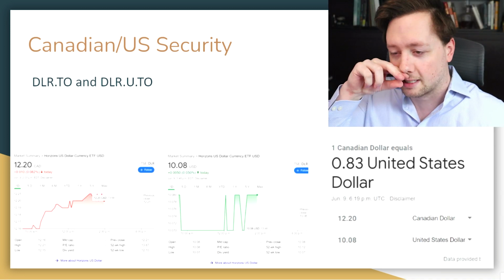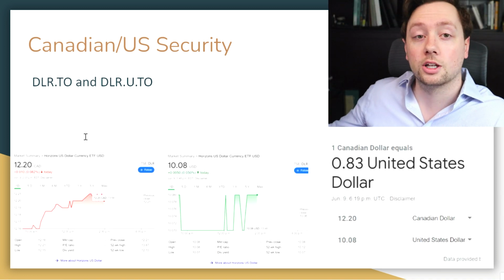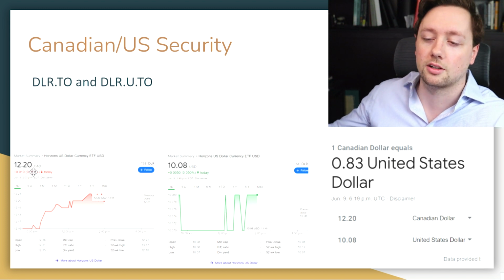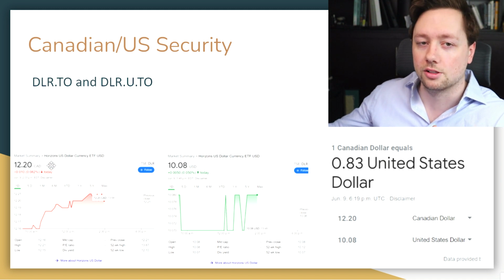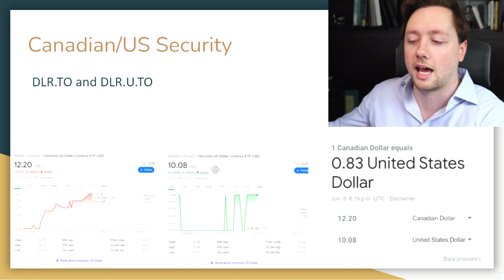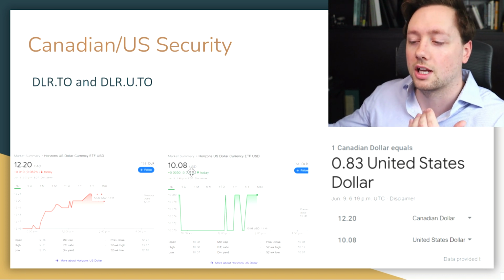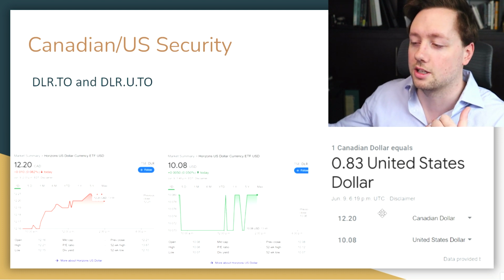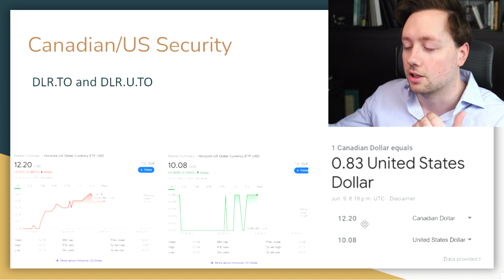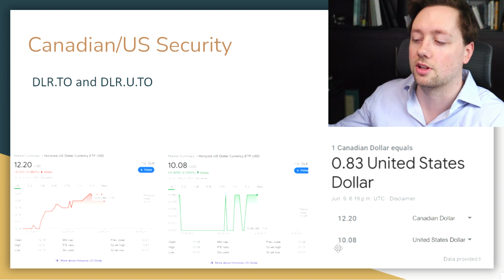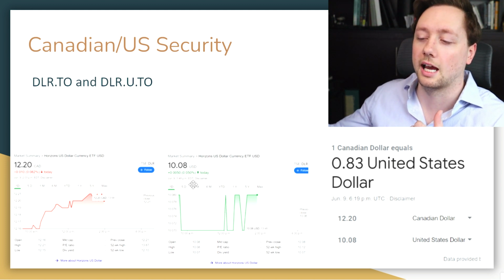Let me show you exactly what this looks like. What we are going to go out and buy is the Horizons US dollar currency, the Canadian version, and that's going to cost us $12.20. Now we're going to get Questrade to convert that into the US security, basically the US version of that, and that is valued at $10.08 US. As I make this video, I did the currency conversion here on Google, and as you can see, $12.20, which is our Canadian security, is exactly equal to the value of the US security at $10.08.